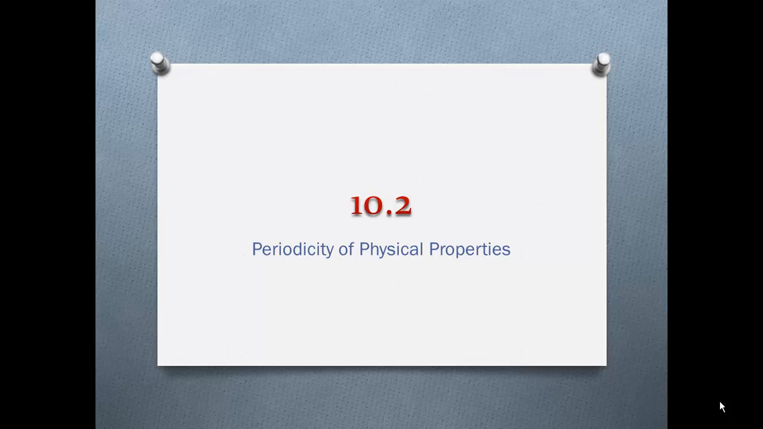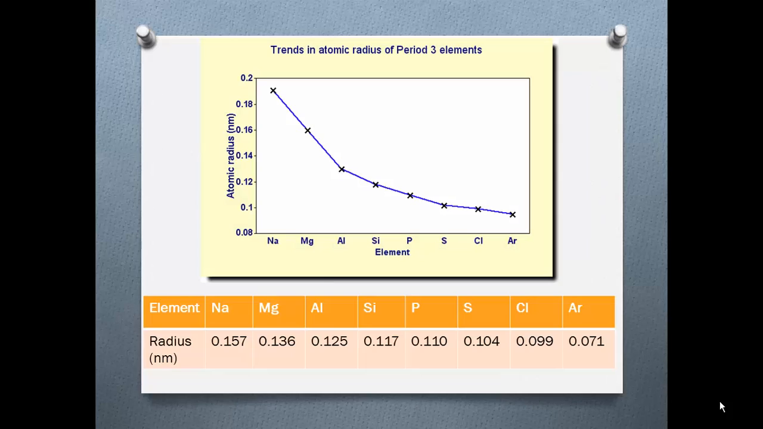Alright, physical properties. This is the majority of the periodicity. First we have the atomic radius. This is period 3. You can see that as you go from sodium to argon, the atomic radius is decreasing. This is because the number of protons is increasing. The energy level stays the same because you're on the same period, so they're all on the same energy level. As you increase protons, the attractive forces pull the electrons closer and closer, causing the radius to get smaller.